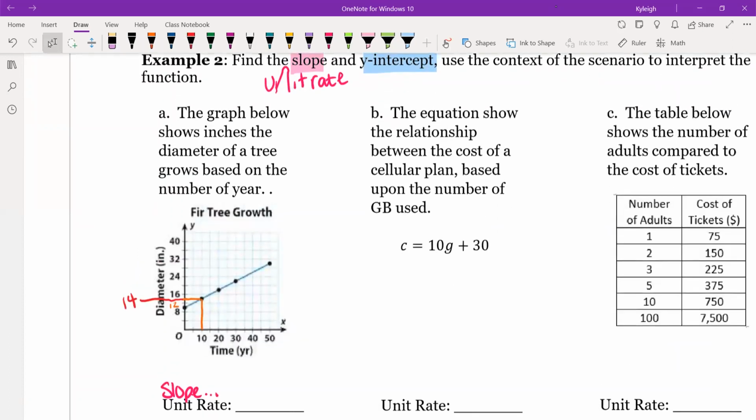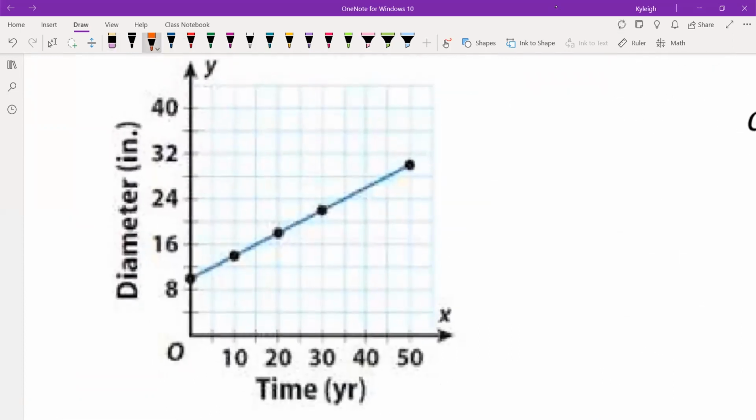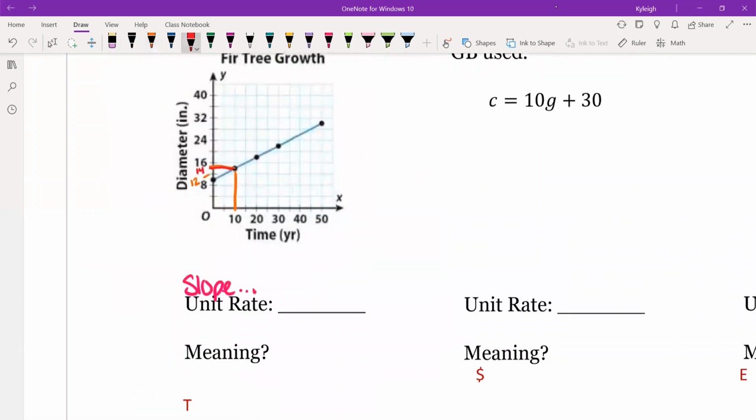The graph below shows the diameter of a tree based on the number of years. So again, let me just zoom in a little bit more. I know it's a little blurry, but we're using these numbers here. We're saying that this number is 12 because it's right in the middle of 8 and 16. And then in the middle of 12 and 16, which is where this dot goes to, that's actually 14. Okay, so my unit rate is 14 over 10. And we want to simplify that. So what's 14 divided by 10? 14 divided by 10 is going to be 1.4.